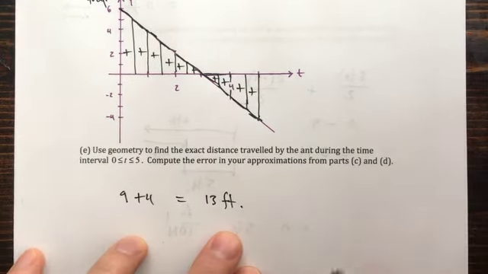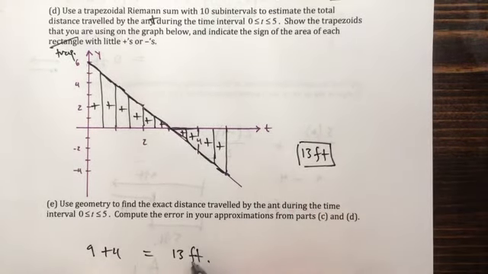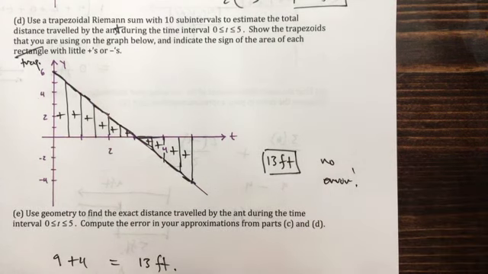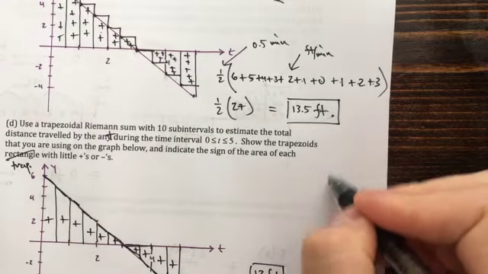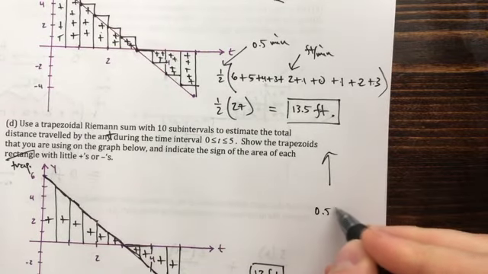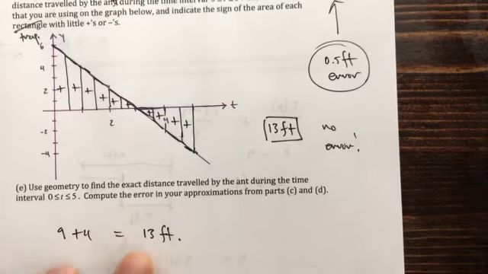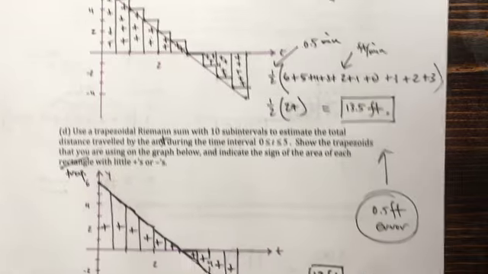So this is actually 13 feet, but so is that. So there's no error here. Great, because I found it exactly, and trapezoidal gives me the same, and then the error up here was 1/2 foot. So I'm just thinking about some of these different approximations and how much error they give you. Okay.